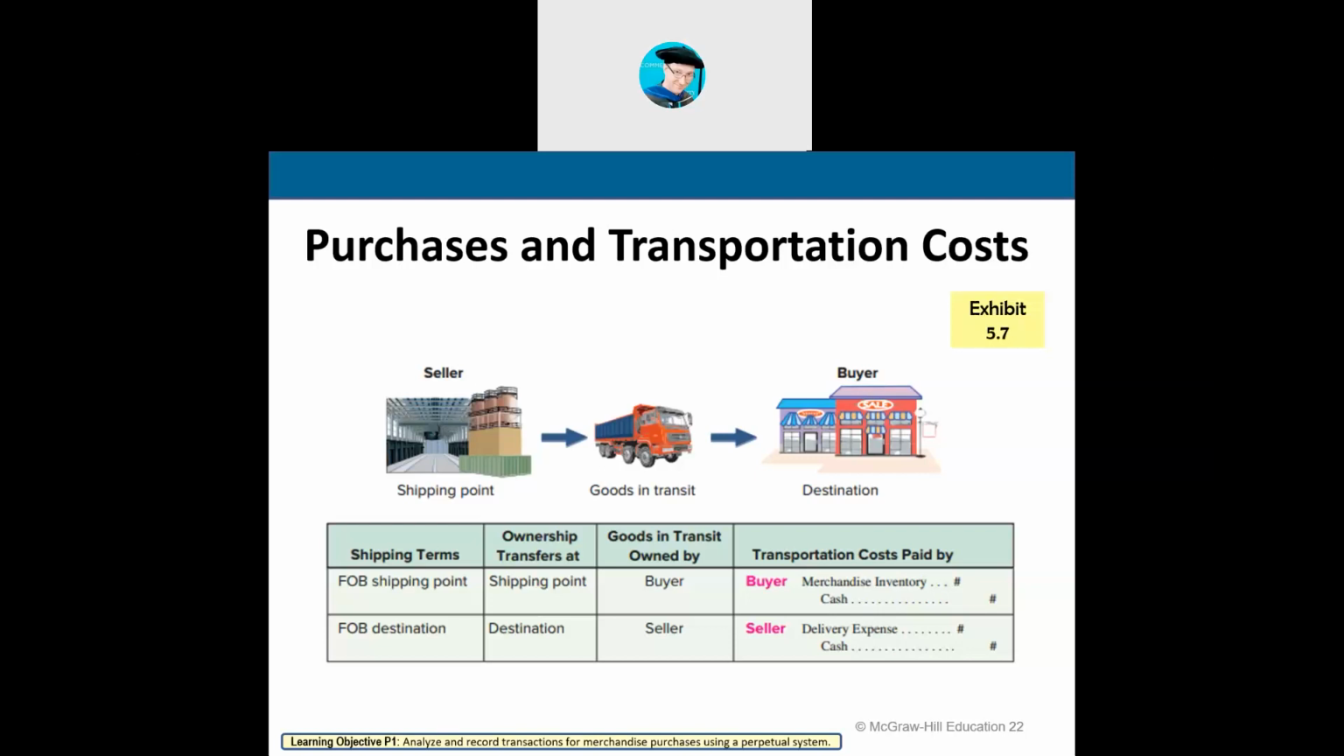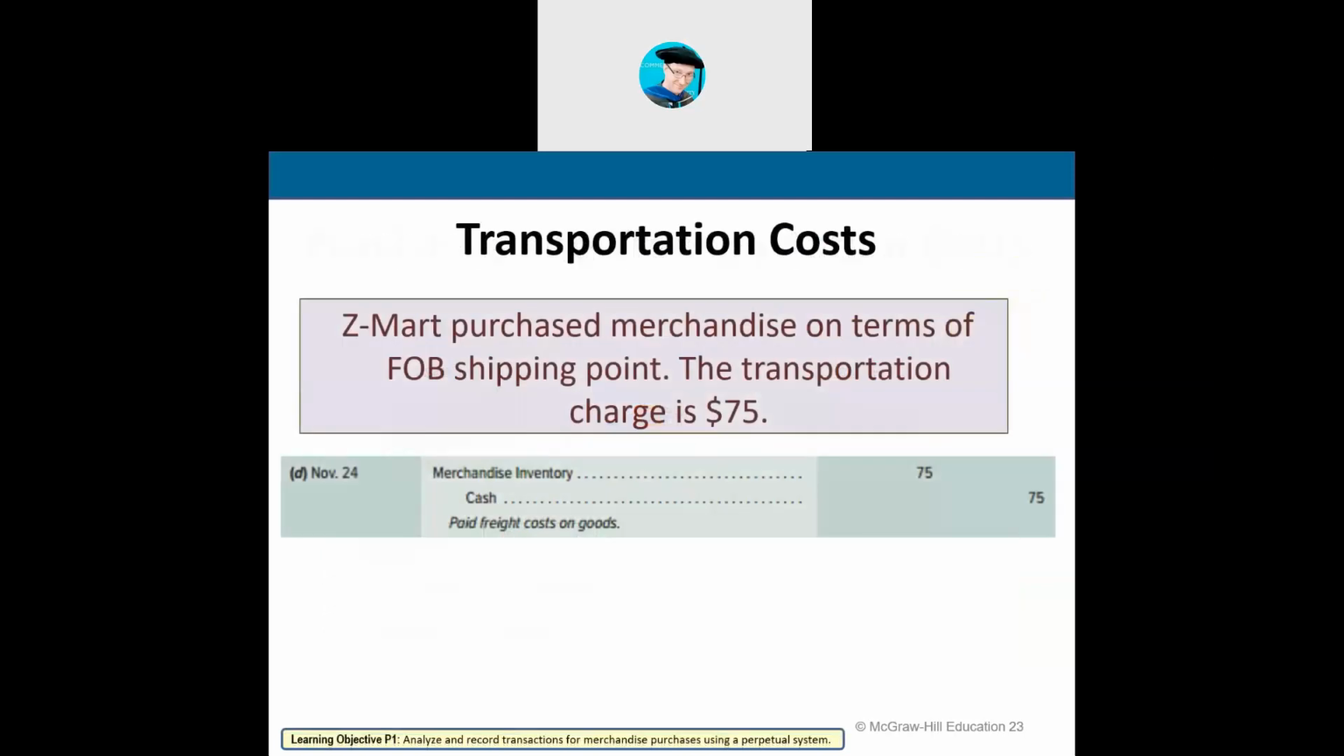FOB destination means that the seller is responsible for the cost of the transportation of the inventory. And in that case, what they do is they debit delivery expense and credit cash. Right, so our company is responsible for merchandise that we purchased by shipping point. So there's a transportation charge of $75. I debit merchandise inventory to increase the total cost of my inventory by $75, and I credit cash $75.